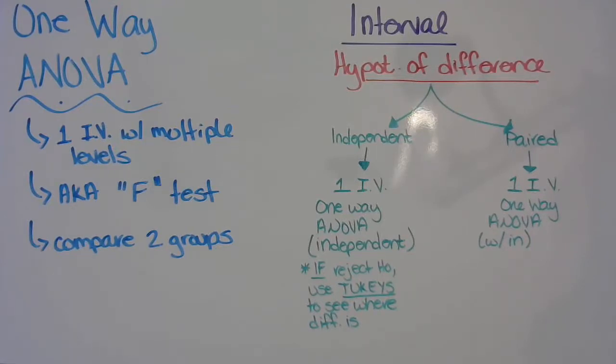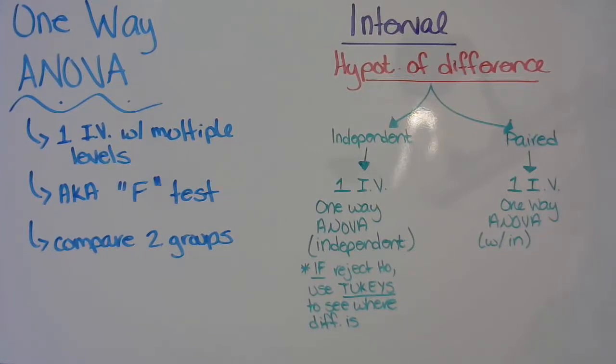One-way ANOVAs are also going to be used when you are comparing two groups. One-way ANOVAs always use interval data, so make sure you look for those keywords such as scale, test, score, any kind of numerical data. And they also test the hypothesis of difference. When you're dealing with one-way ANOVAs, you can have either independent groups or paired groups. If the people in your experiment are in different groups, then they are independent. If they are in the same group, they are paired.